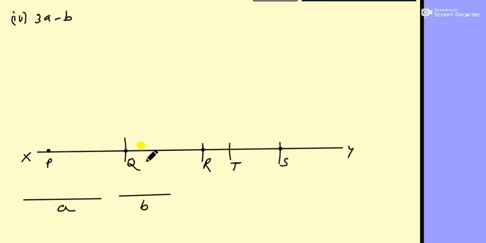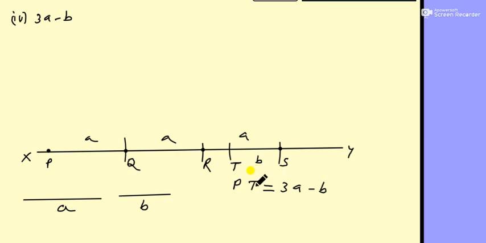The naming is P, Q, R, S and T. So what about this? You have to write here A and A, and here small b. As you know, the distance PT is equal to 3A minus B. So that is your answer.